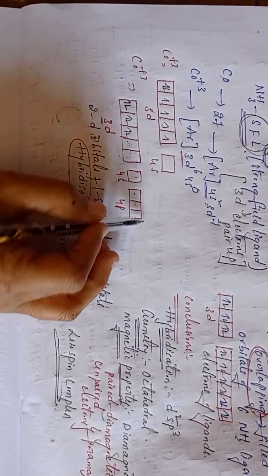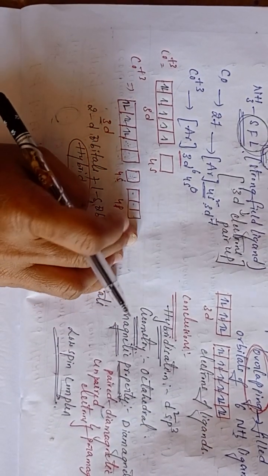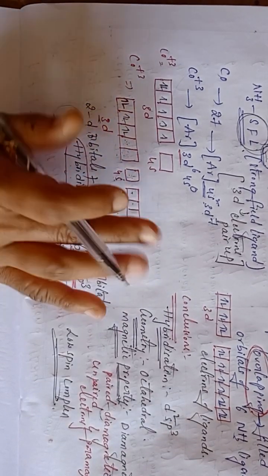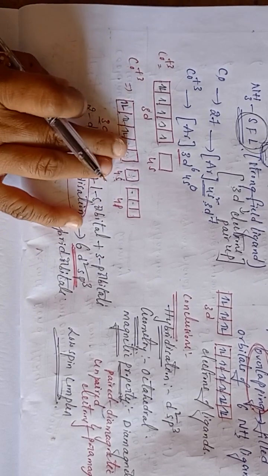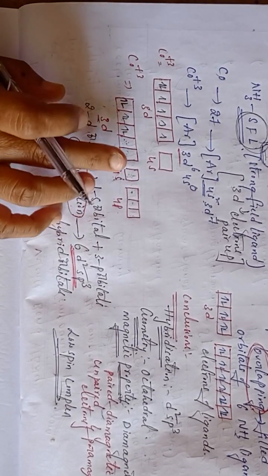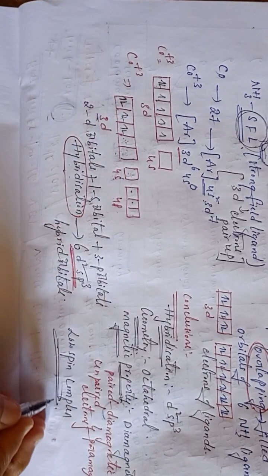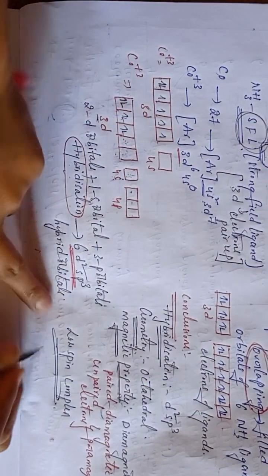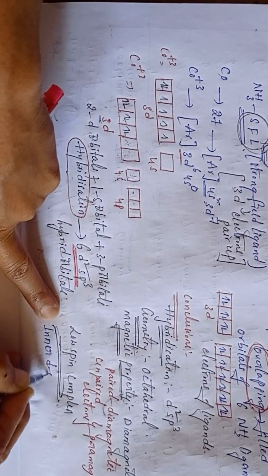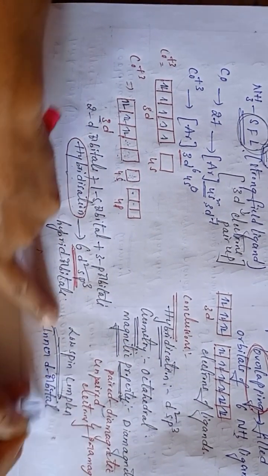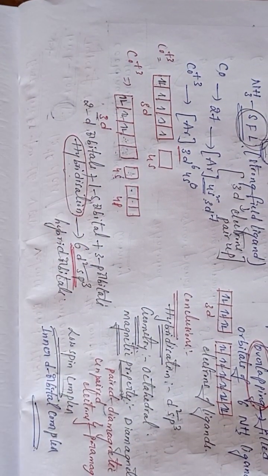Suppose it is 4d, after 4p, if d orbitals are also involved in the hybridization, then that is an outer d orbital complex. Are you understanding? Here only inner d orbitals are involved. So it is an inner d orbital complex. So the given complex is an inner d orbital complex.